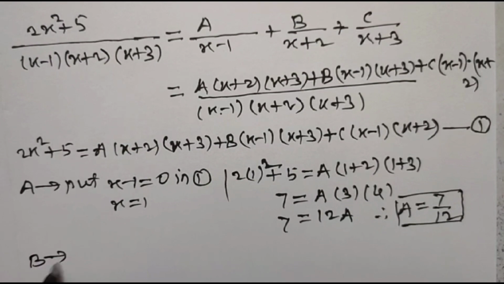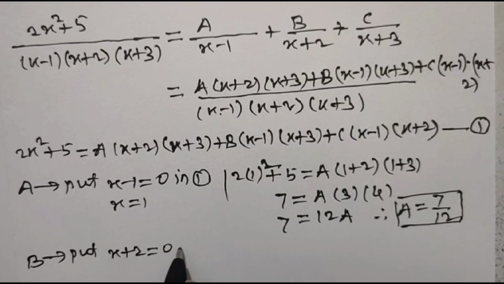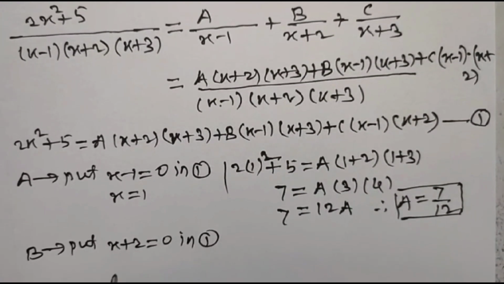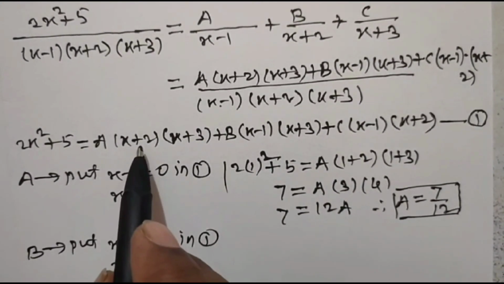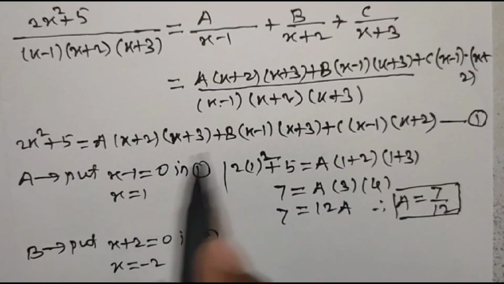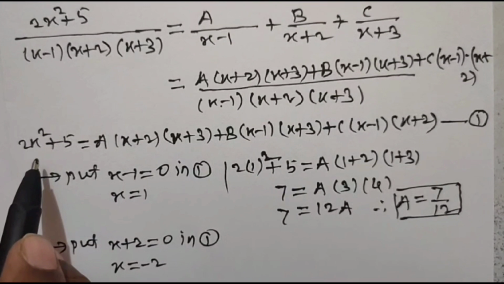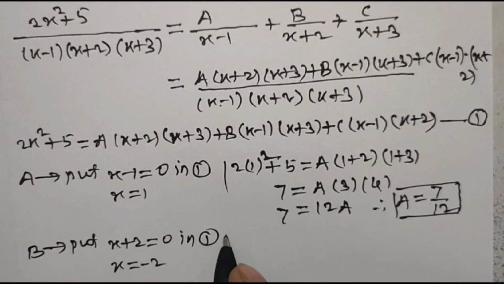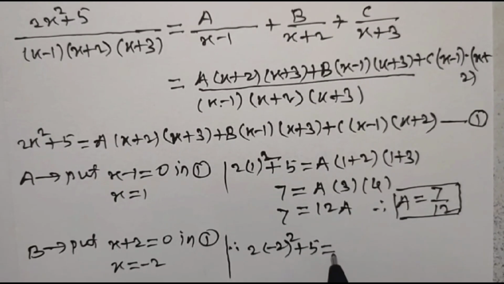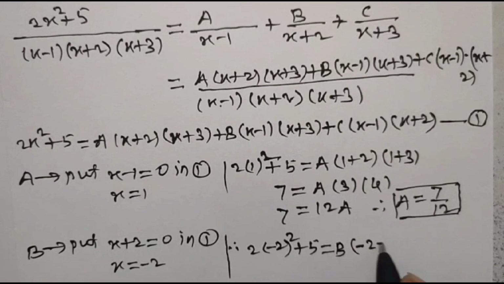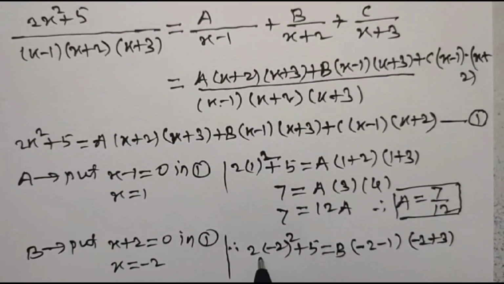To find value of b, put this x plus 2 is equal to 0 in equation 1. X plus 2 is equal to 0 means what? X is equal to minus 2. If we substitute x plus 2 is equal to 0, first term becomes 0 and third term becomes 0. Remains only middle term, that is second term. Hence, replace x by minus 2 on left hand side and in second term. This gives 2 times minus 2 square plus 5 is equal to b into minus 2 minus 1, minus 2 plus 3. Hence, minus 2 square means 4. 4 into 2, 8.